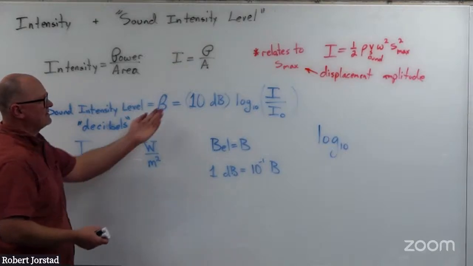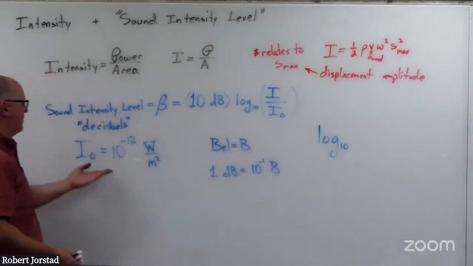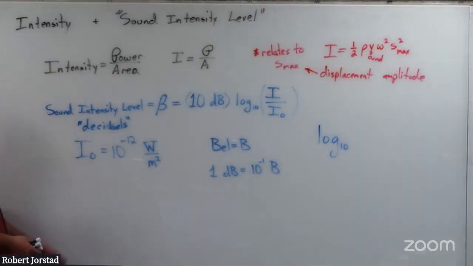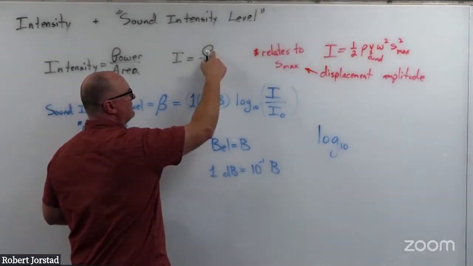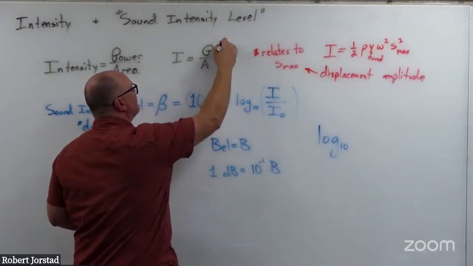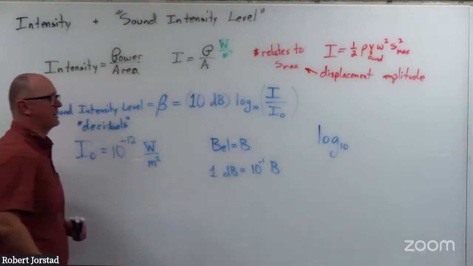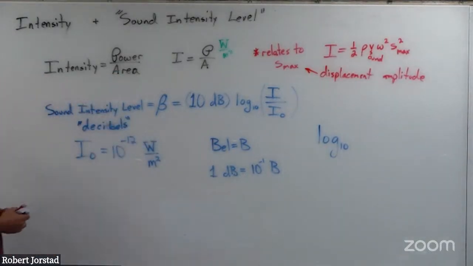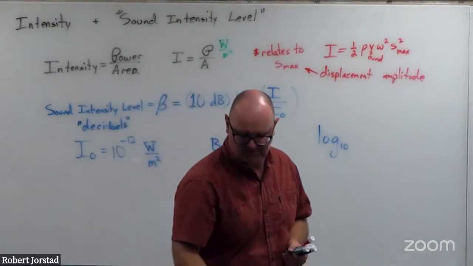All right, anyways, so here's the unit sitting out front, log base 10 of this, where I0 is your reference intensity. I guess maybe I should have mentioned this before, but notice the units of intensity are watts per meter squared. Power has what unit? Watt, over area, which is meter squared. So that's where we're getting those units from. All right, enough on that. Let's get straight to an example here.